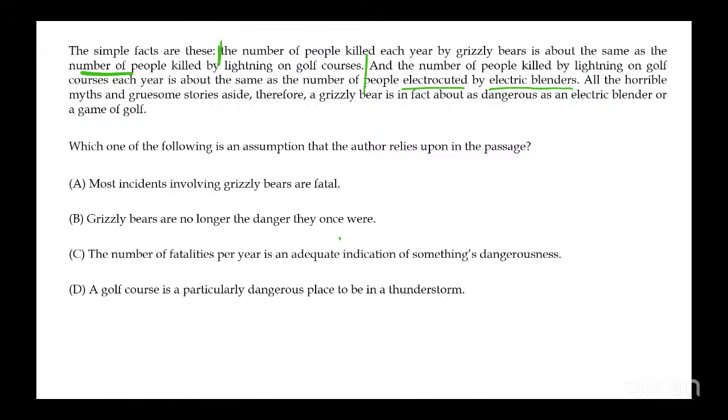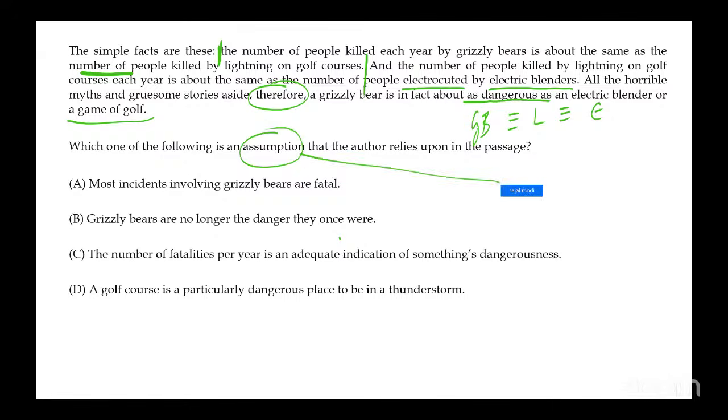So the number of people killed by grizzly bears is equal to the number of people killed by lightning, and it's equal to the number of people who got electrocuted. On the basis of this, all the horrible myths and gruesome stories aside, therefore, this is the conclusion, and we are fixing the conclusion first: a grizzly bear is, in fact, about as dangerous as an electric blender or a game of golf, right? Based on the numbers. So, what's the assumption here?